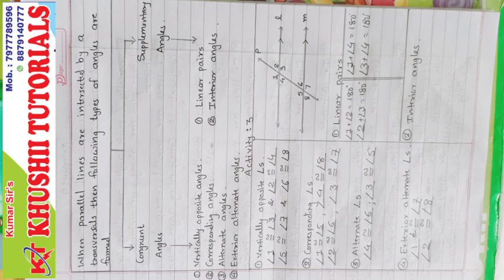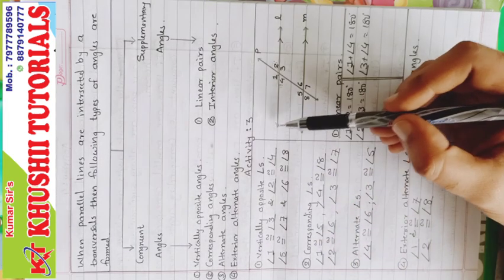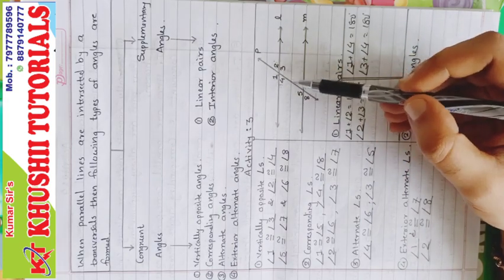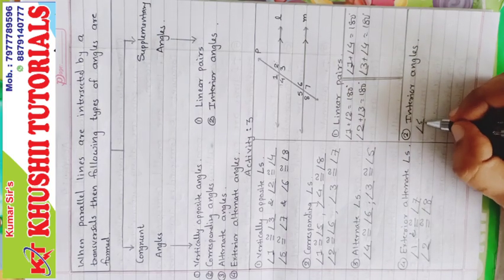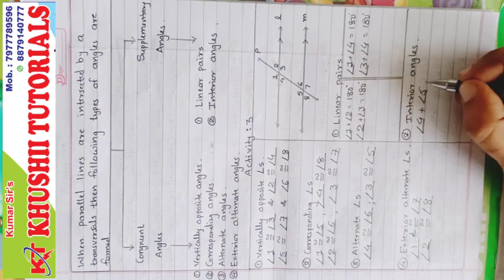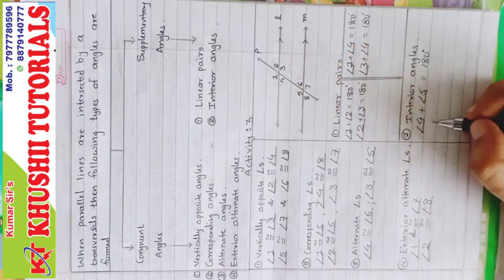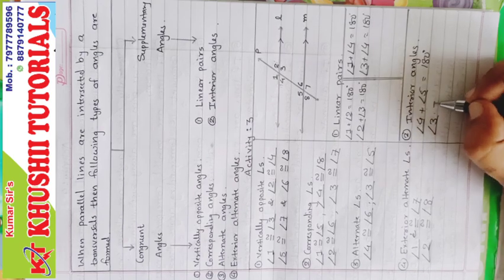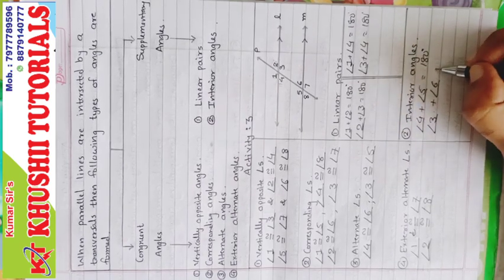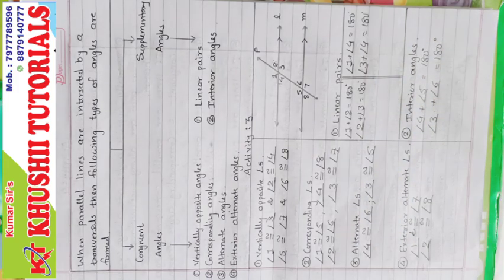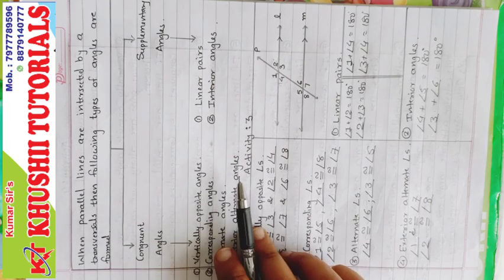The next, interior angles. Interior angles, very simple. Interior angles are supplementary and they are C-shaped angles. So when we draw a C, who will come under C? 4 and 5. So angle 4 plus angle 5 equal to 180 degrees. Angle 3 plus angle 6 equal to 180 degrees. And that's all. Hope you understood this activity. Activity 3, very important activity.